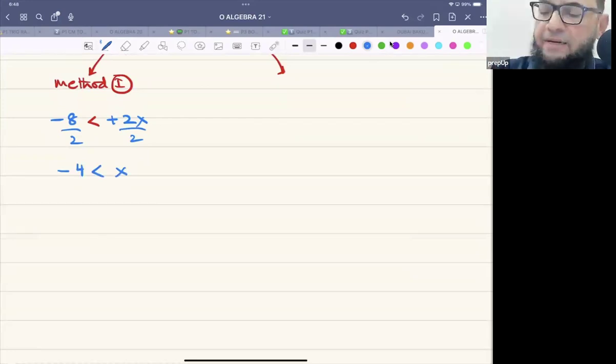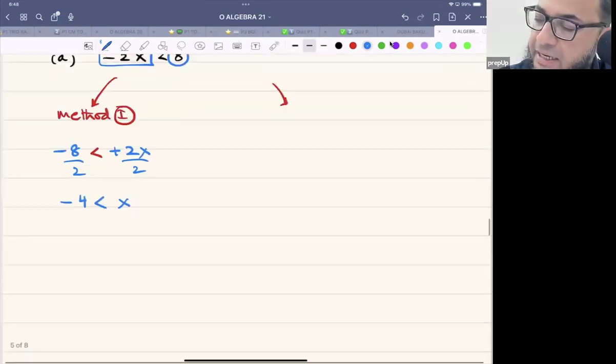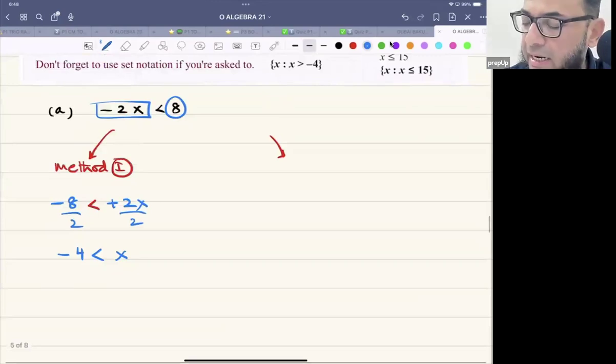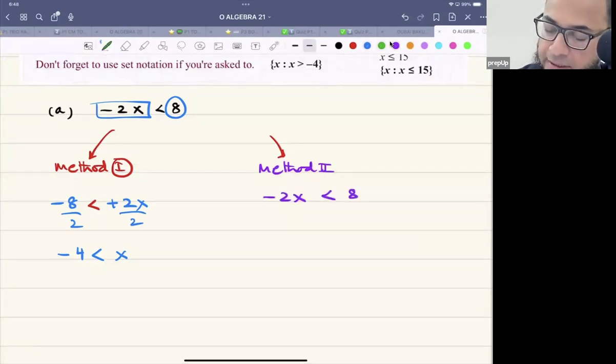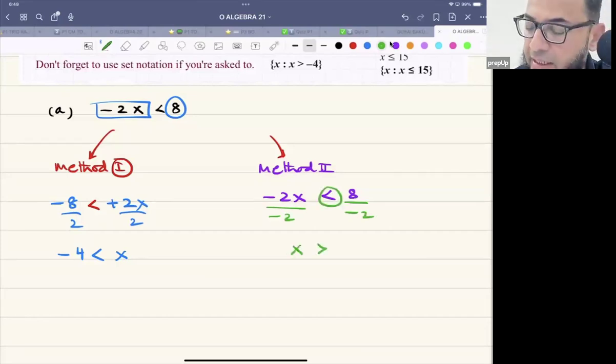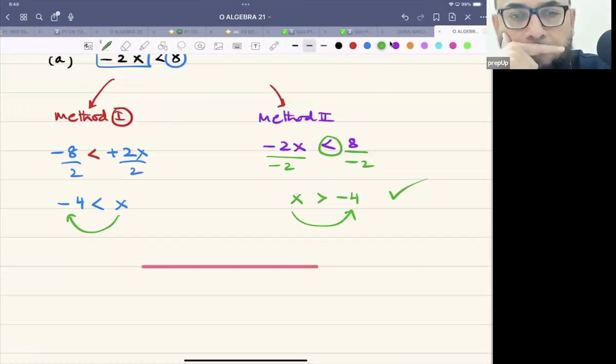So now x is greater than negative 4. That's one way. The other way of solving this question is method 2. That is, negative 2x is lesser than 8. Divide both sides by negative 2. Negative 2, the inequality will flip. So therefore, x is greater than minus 4, and that is the answer. Let me draw a single number line. This is negative 4, empty circle, x is greater than negative 4.